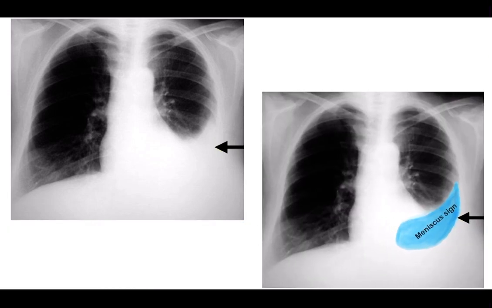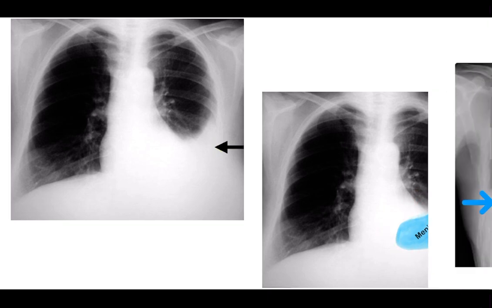So see this x-ray. What you can see is a homogeneous density which is obscuring the left CP angle, the left dome of diaphragm, left cardiac border, and also the opacity is causing a meniscus sign. This one is the meniscus sign. So this sign is specific for pleural effusion, and you can confidently say that this is left-sided pleural effusion.